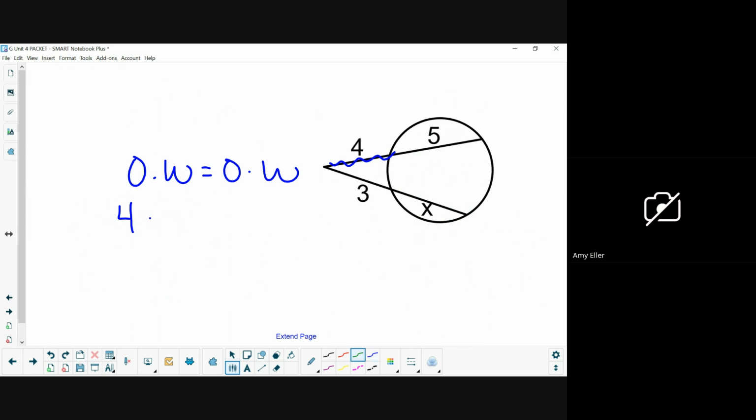The whole thing, 4 and 5 is 9. Equals the outside piece, 3 times the whole thing, 3 plus x. And then you just have your algebra to do.